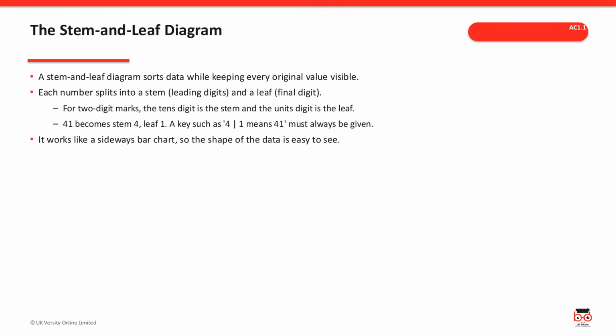Here's the clever thing about a stem and leaf diagram. It sorts your data but keeps every single original value visible, which most charts throw away. You split each number into a stem, the leading digits, and a leaf, the final digit. So a mark of 41 becomes a stem of 4 and a leaf of 1. And you always add a key, something like 4, then a bar, then 1 means 41.